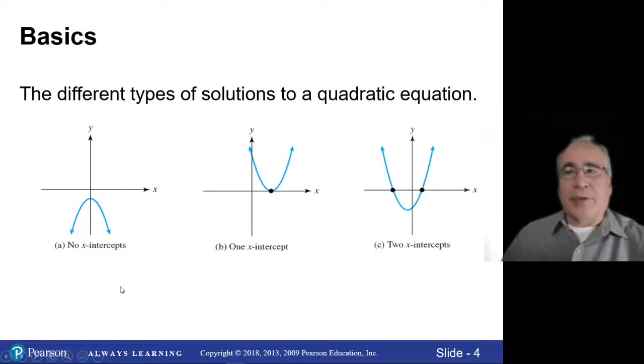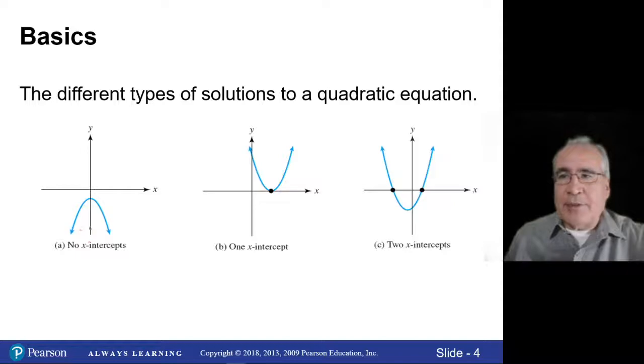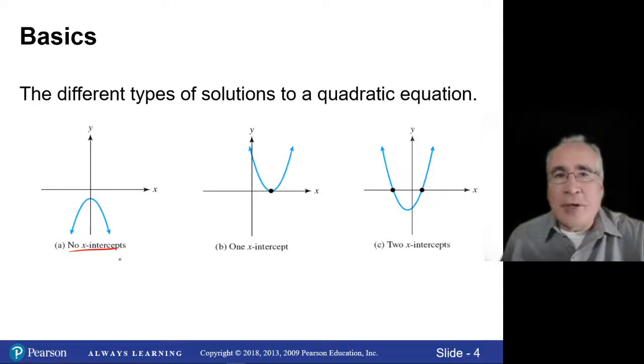Okay, so the different types of solutions. Again, since we're looking for x-intercepts, and since we get a U-shape, a parabola, we could have no solutions. So here, there's no x-intercept, so we'd say no solutions.